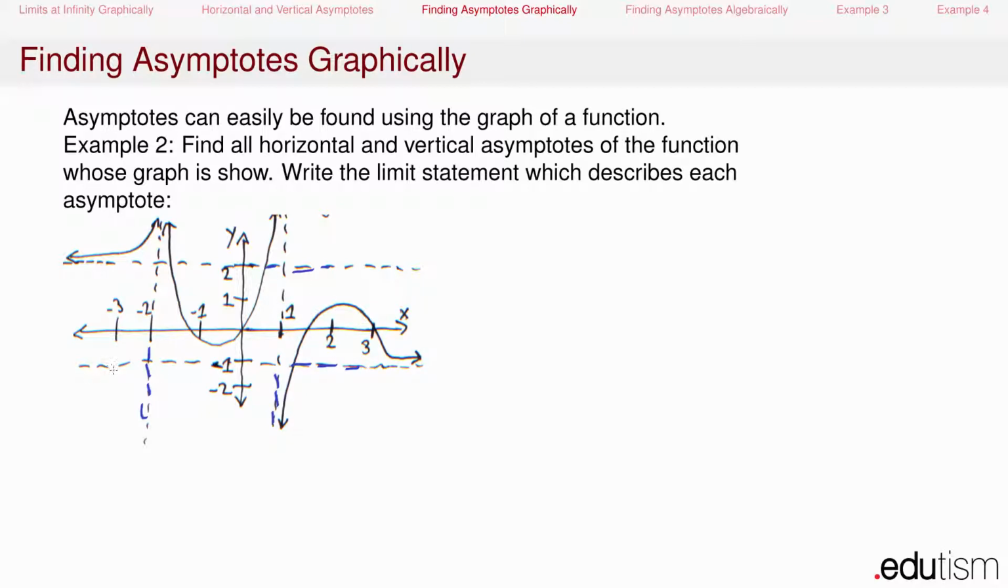Two of them, this one and this one, are horizontal, and two of them, this one and this one, are vertical. So if we want to find the horizontal asymptotes, we basically look at what those lines look like. This horizontal asymptote is at y equals -1. So there's a horizontal asymptote at y equals -1.